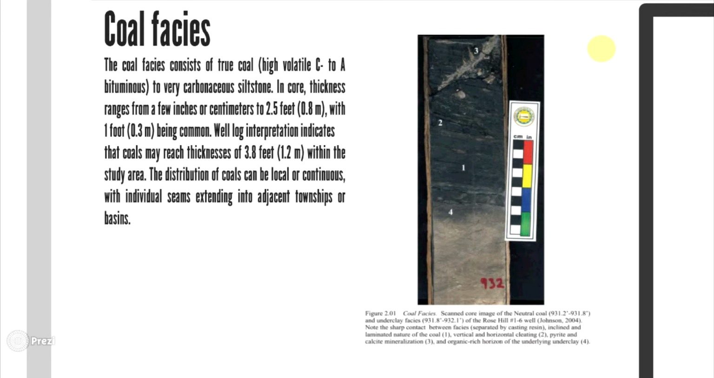Scanned core image of the Neutral coal and underclay facies of the Rose Hill number 1 to the 6th well. Note the sharp contact between facies, separated by casting resin. Inclined and laminated nature of the coal, vertical and horizontal cleating, pyrite and calcite mineralization. An organic-rich horizon of the underlying underclay we can see in the picture on the right.